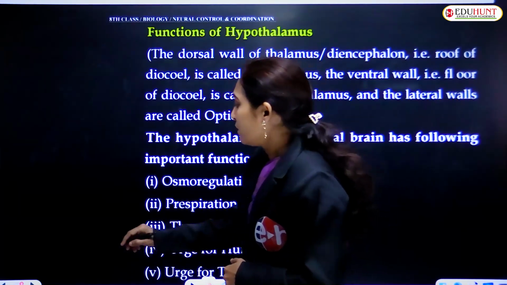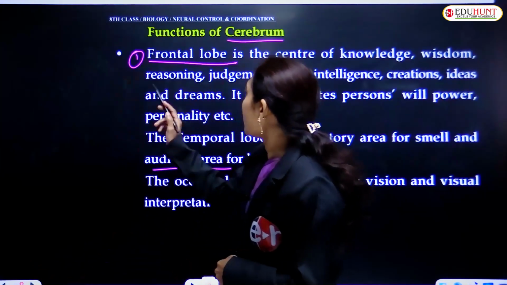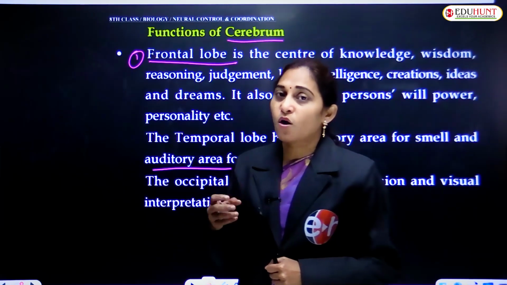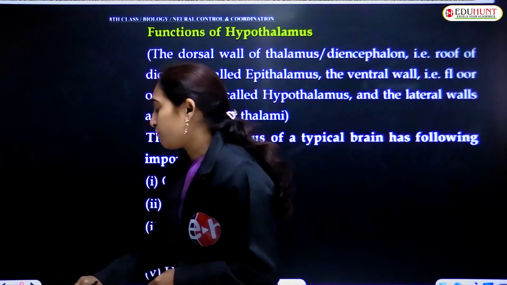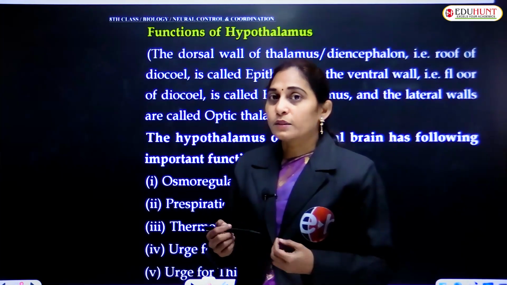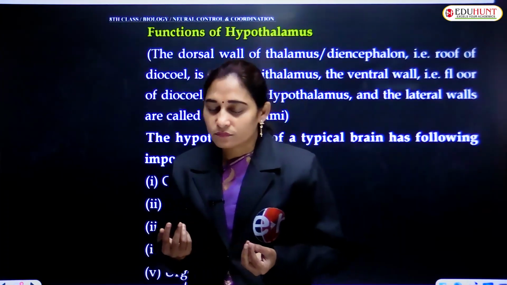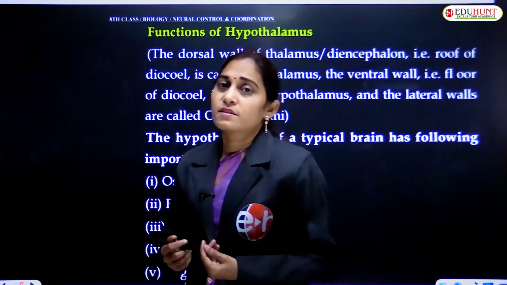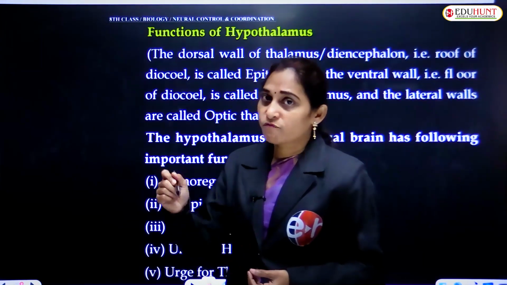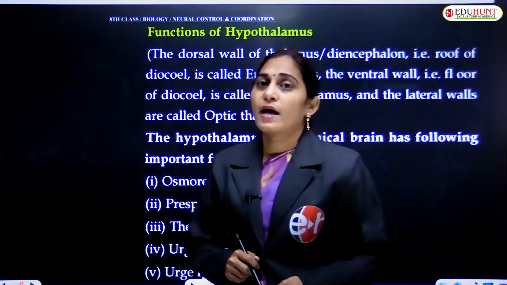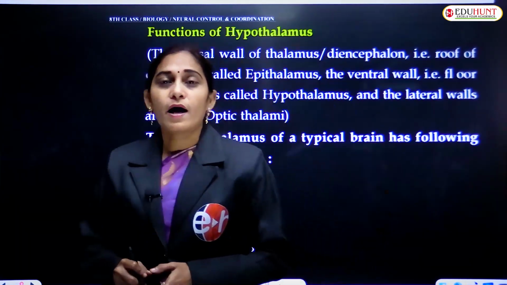We have seen one of the cerebral parts, that is the frontal lobe, which is the center for intelligence, knowledge and also reasoning and thinking. All these are connected to the frontal lobe only. And let us see the functions of the hypothalamus.